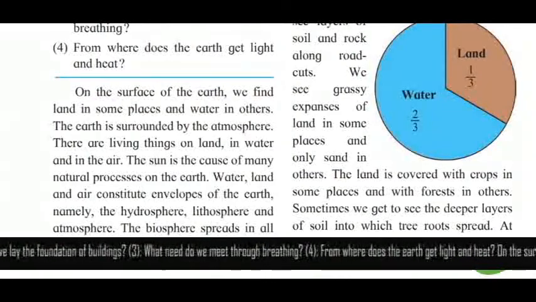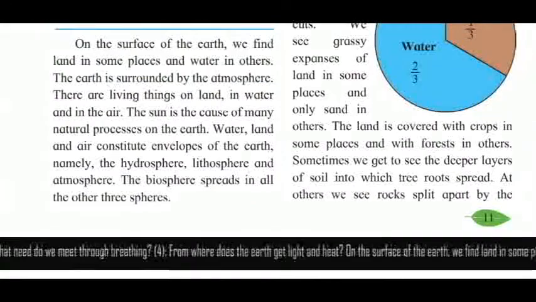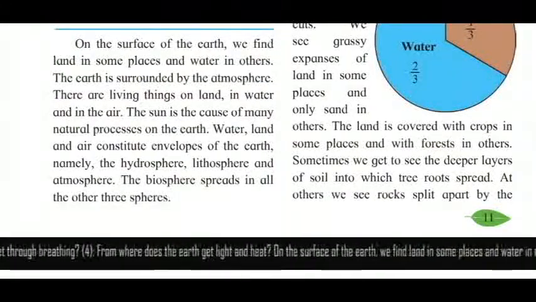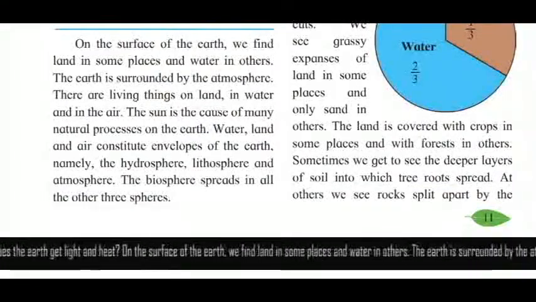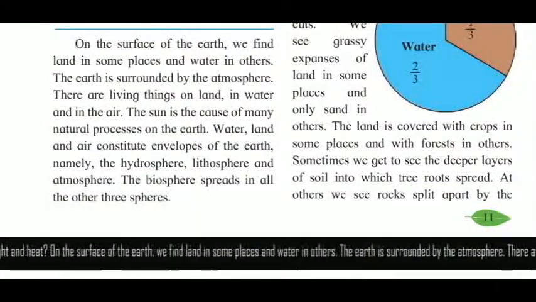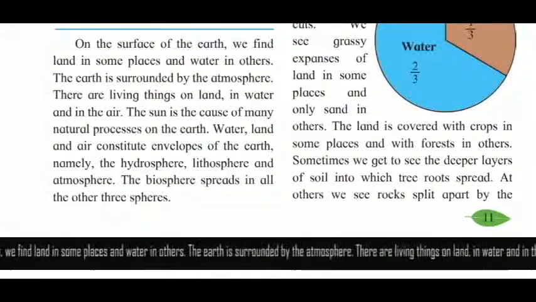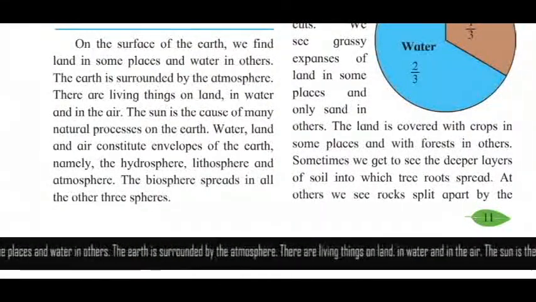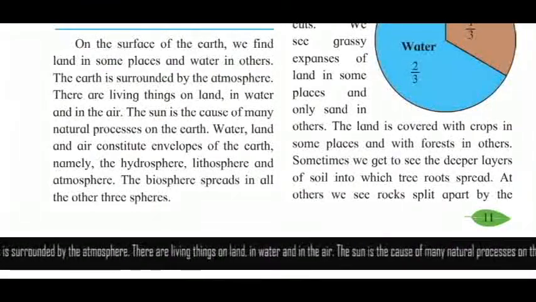On the surface of the earth, we find land in some places and water in others. The earth is surrounded by the atmosphere. There are living things on land, in water, and in the air. The sun is the cause of many natural processes on the earth.